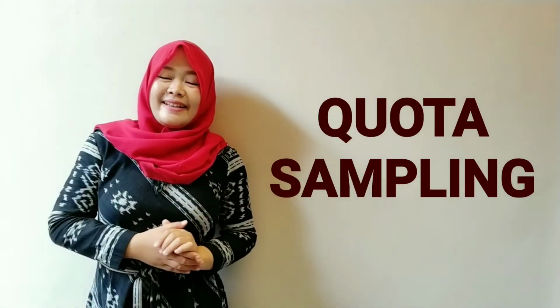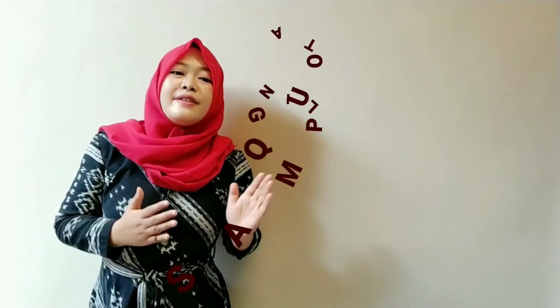Well, next is quota sampling. Quota sampling is the non-probability equivalent of stratified sampling. First, identify the strata and their proportions as they are represented in the population. Second, convenience or judgment sampling is used to select the required number of subjects from each stratum.